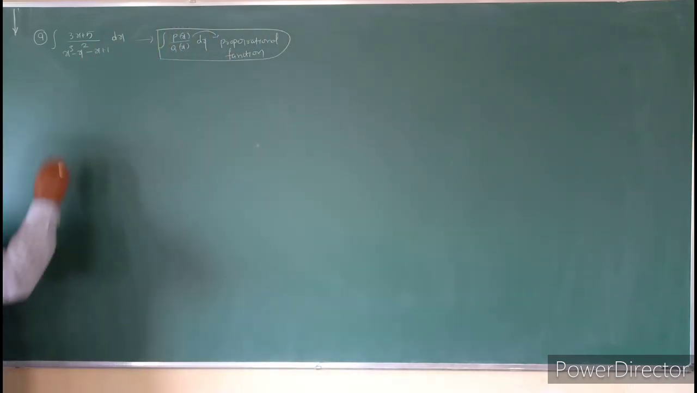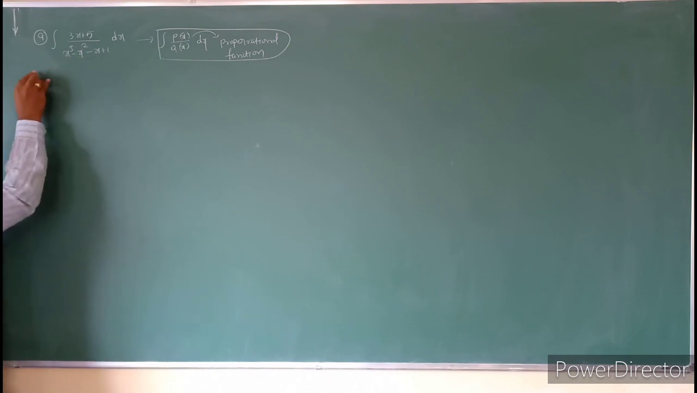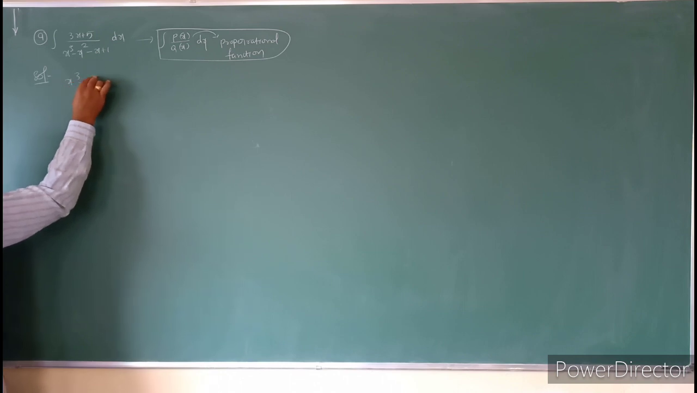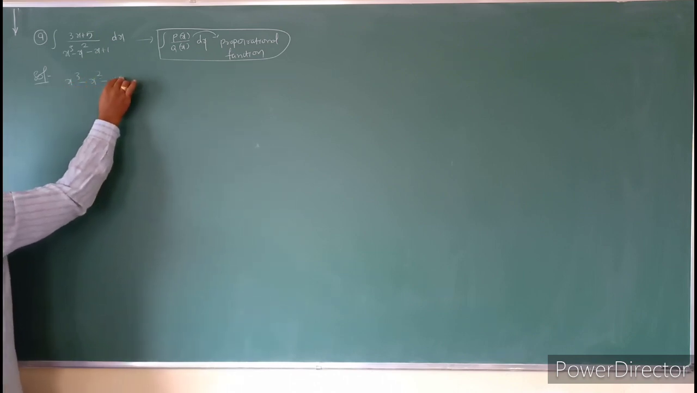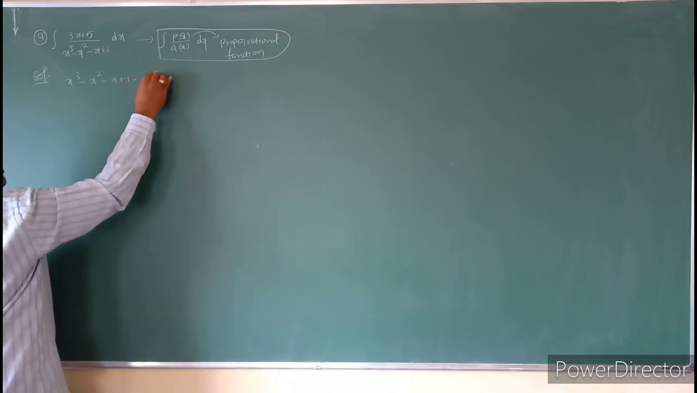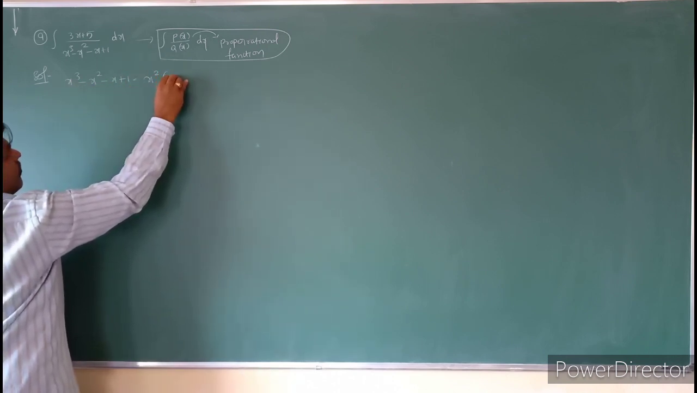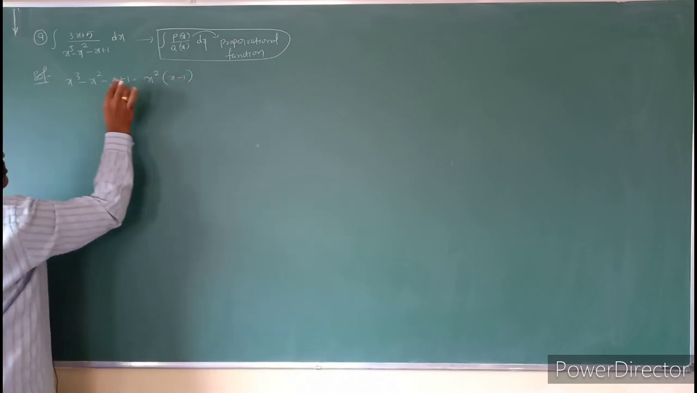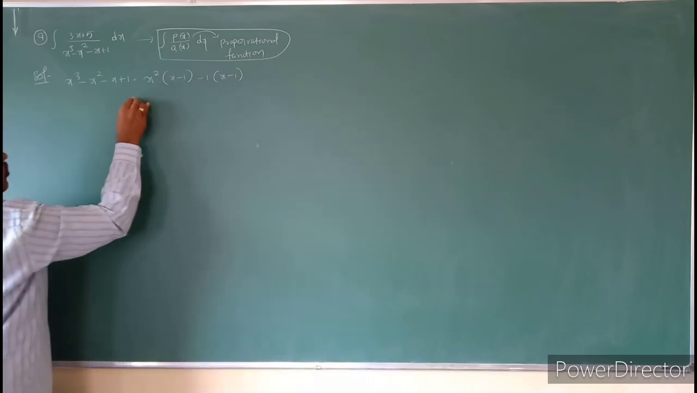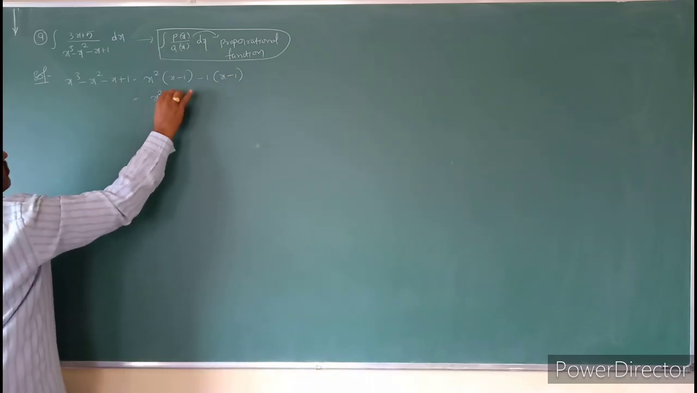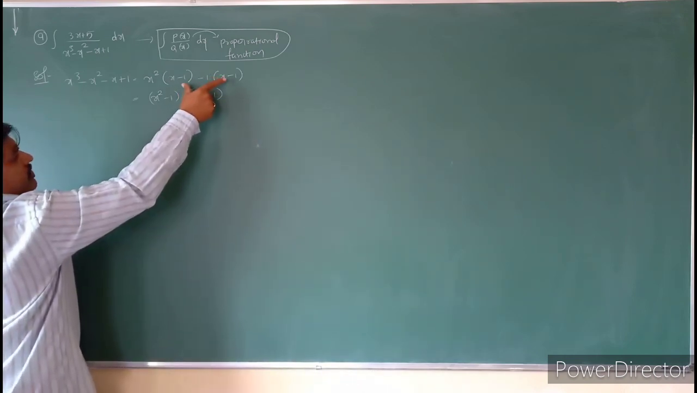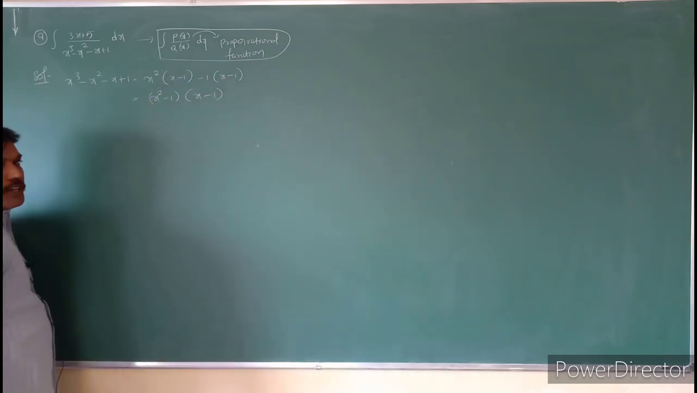So here, first you have to take that x cube minus x square minus x plus 1. First I will simplify this one. I will take x square common from these two, it will become x minus 1. And from these two, if you take minus 1 common, it will become x minus 1. From both, you can take x minus 1 common, it will become x square minus 1 into x minus 1.